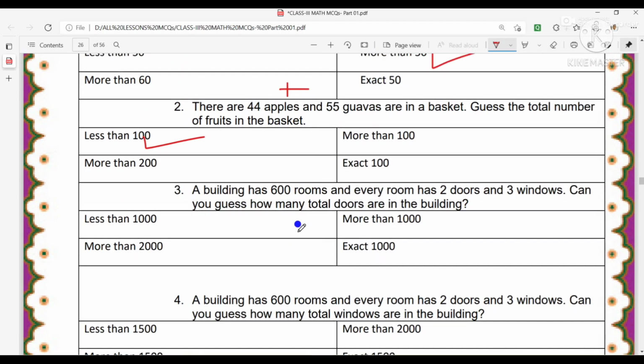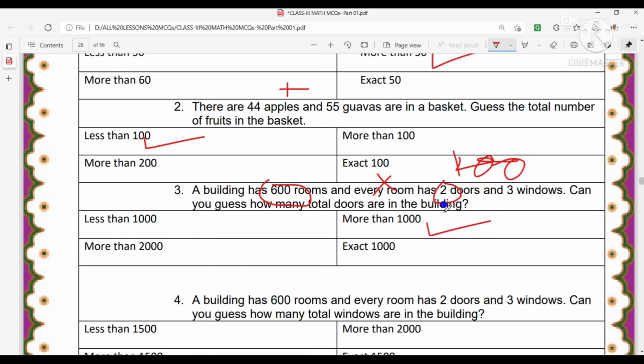Then a building has 600 rooms and every room has 2 doors and 3 windows. Can you guess how many total doors? So in each room there are 2 doors. So in 600 rooms there will be 600 into 2. That will be 1200 doors, right? So 1200 is more than 1000.